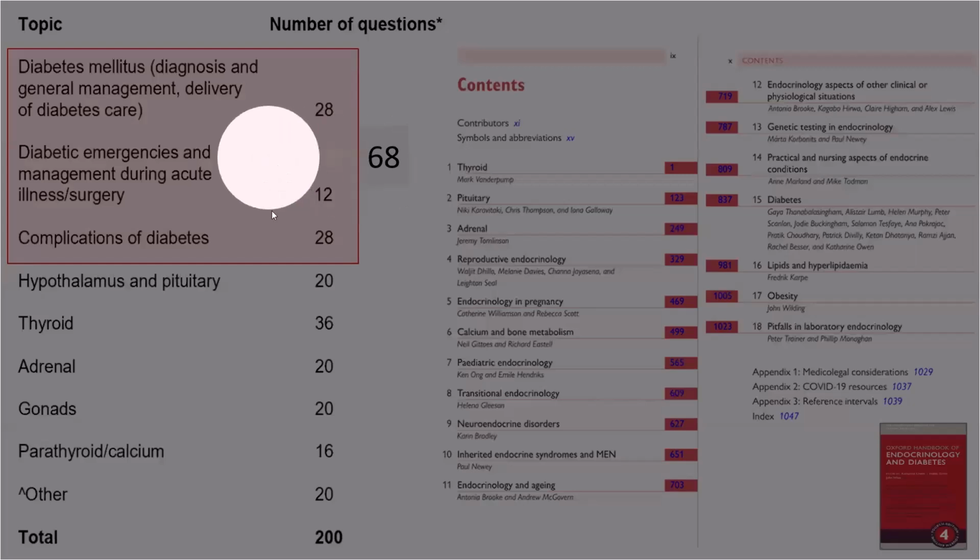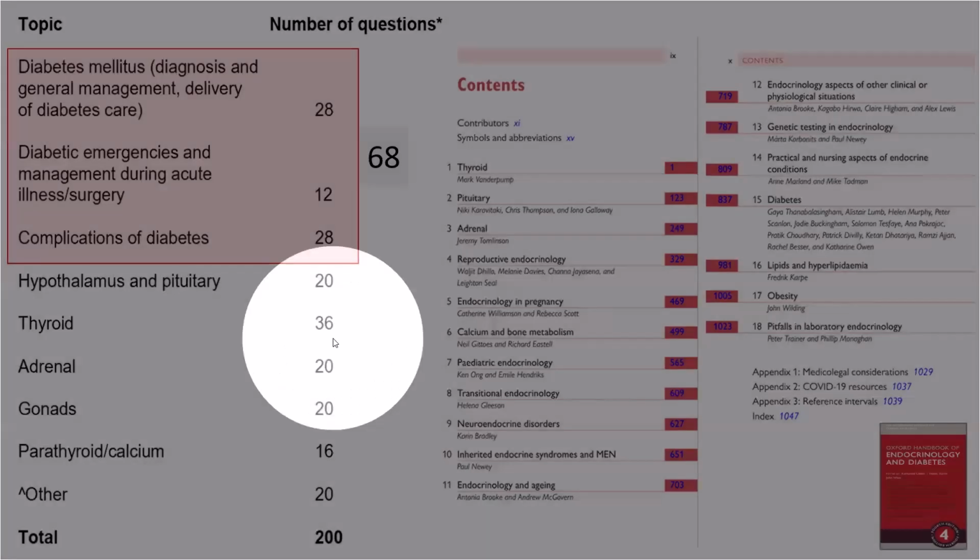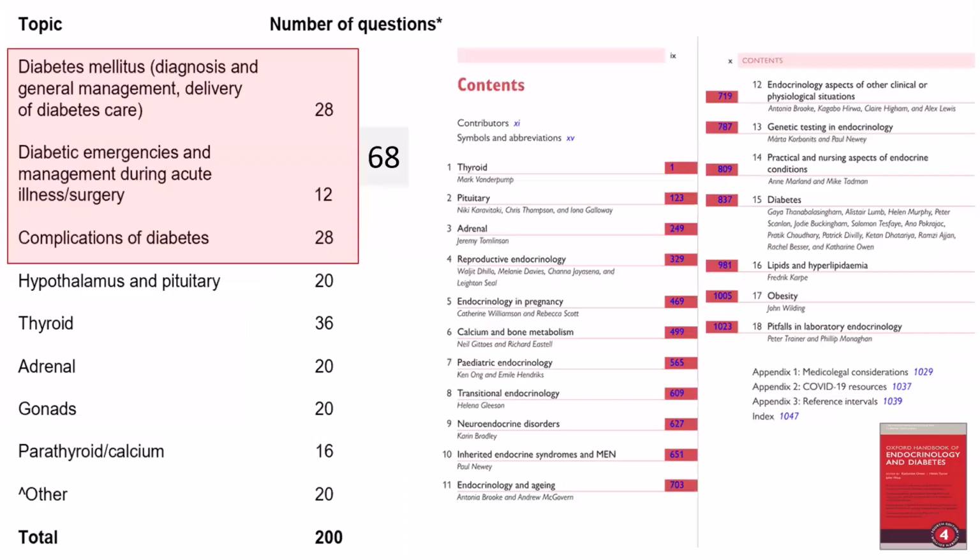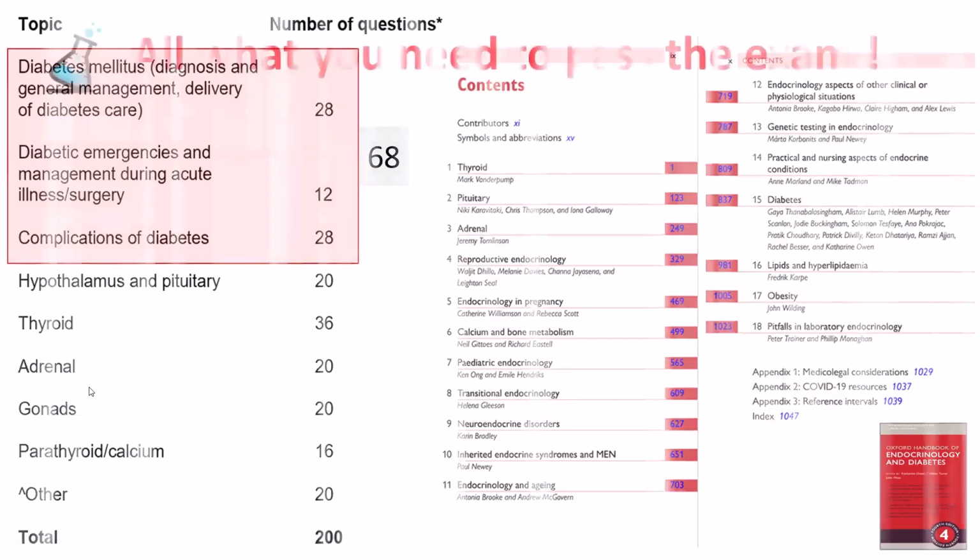So it is very important to know that diabetes and the thyroid is the main bulk, which represent about 50% of the final exam. The hypothalamus, pituitary, adrenal, gonads, all of them 20 questions each, or 10% of the final exam. So don't forget that during revision, during studying and preparation for the exam, you should know this data well. So you need to focus on diabetes and thyroid very well to pass the exam.